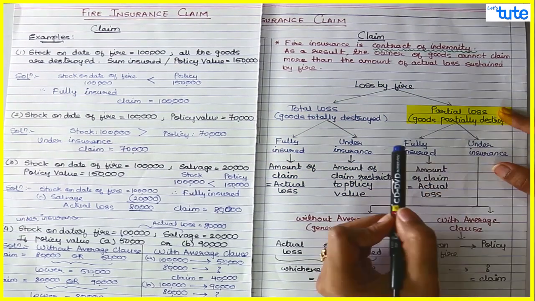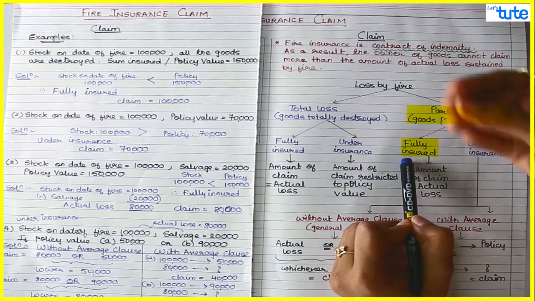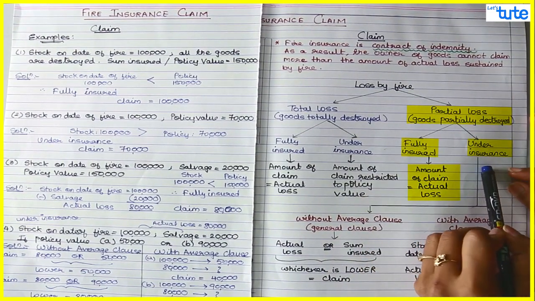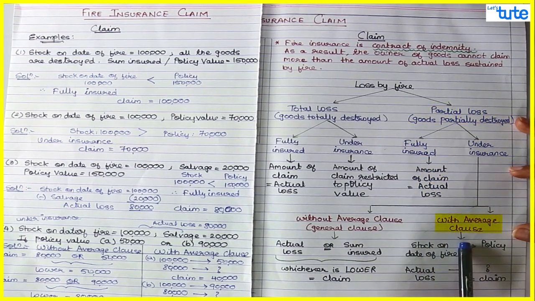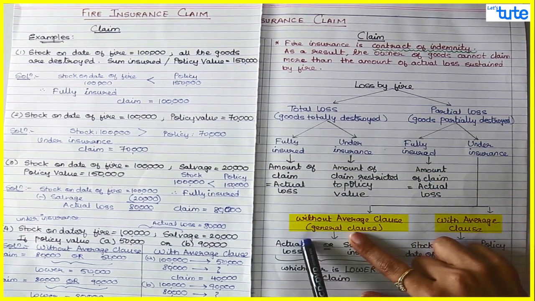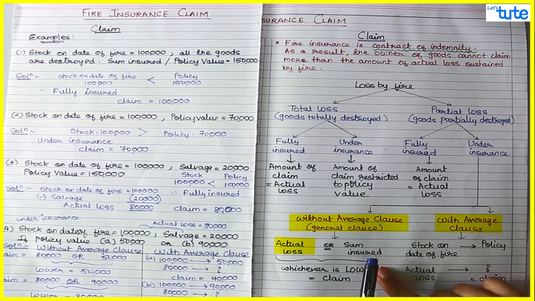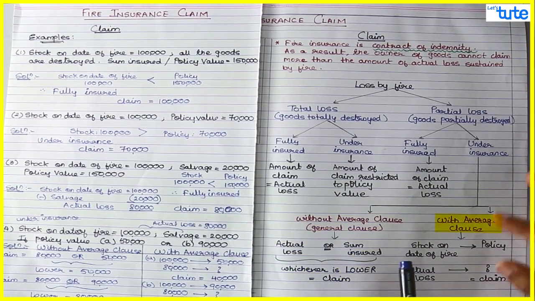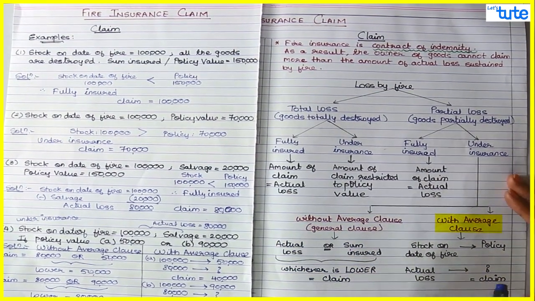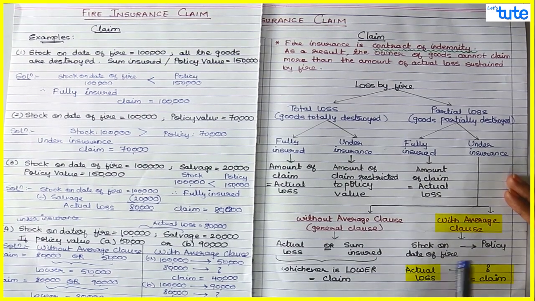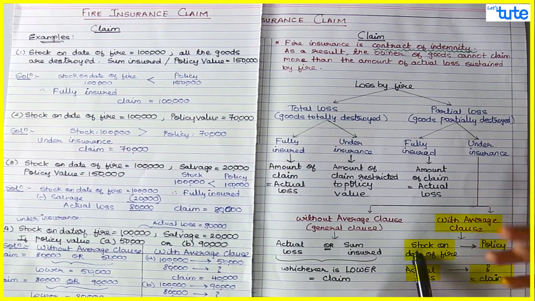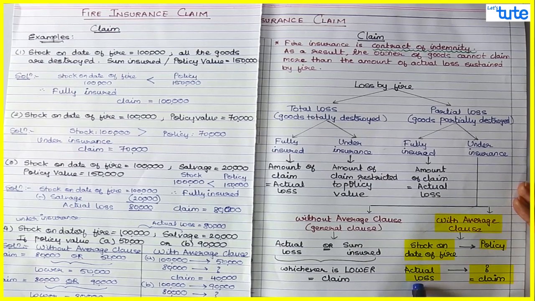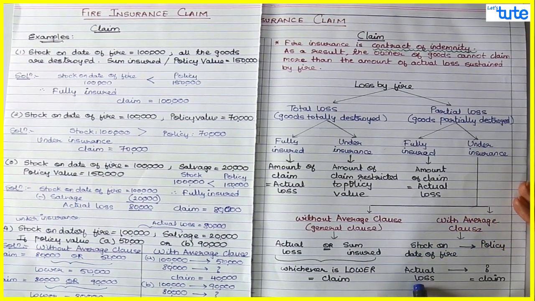If it is a partial loss and it is fully insured, again whatever loss you suffer, you will get the claim amount. But if it is partial loss and this is the case of underinsurance, you will have to see whether there is an average clause or no average clause. If there is no average clause, you just see actual loss or sum insured, whichever is lower. And if there is an average clause, this is very simple. People try to remember the formula like claim is equal to loss into policy divided by stock. You don't need to remember the formula. Against this much stock, this is the policy value. So against this much loss, what would be the claim amount? You just cross multiply.